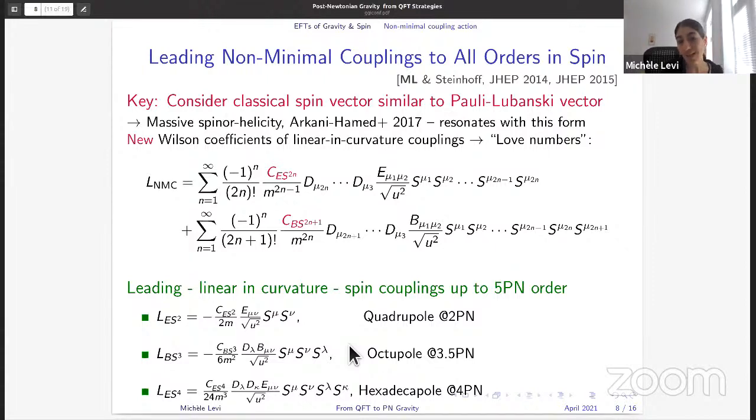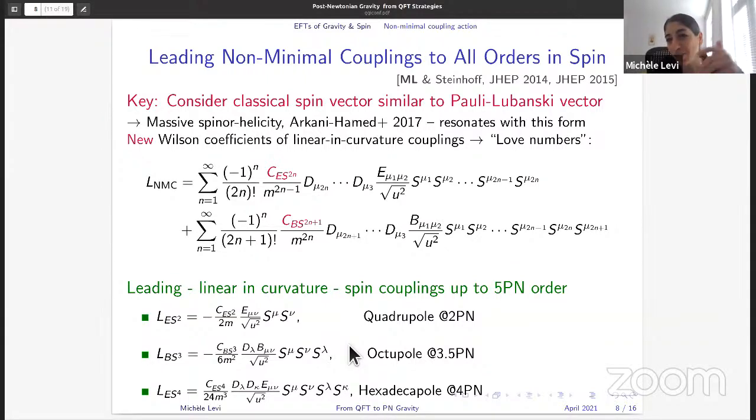So I would say that the key here, which we identified already and spelled out in much detail in a paper from 2015, was to realize that the key object to use in order to construct everything is a classical spin vector, which is similar to a Pauli-Lubanski vector. Once we do that, we naturally have something which has definite parity. So that's one advantage, because parity invariance is a symmetry that plays a role in how to constrain our action.